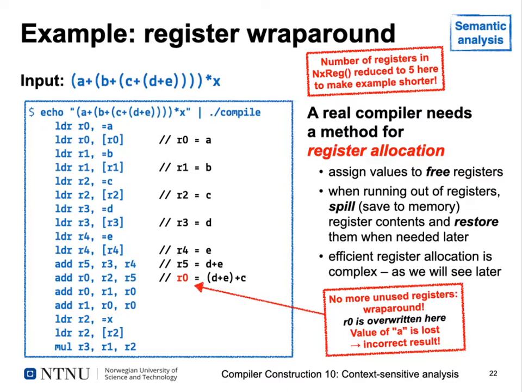So a real compiler needs a method for register allocation, and this has to assign values to free registers, so it needs to keep track of which registers are still used and which are free. And of course you can have situations where you run out of registers. This was especially common on early processors with a very limited number of general purpose registers, like 4 general purpose registers on x86 CPUs. When you run out of registers, before you override one, you have to spill the value of that register. Spill means you save the contents of that register to memory, to the variable which holds the value, and then restore the value later when needed. So you need to keep track of this. As I said, efficient register allocation is quite complex, and we'll see this later in this course.